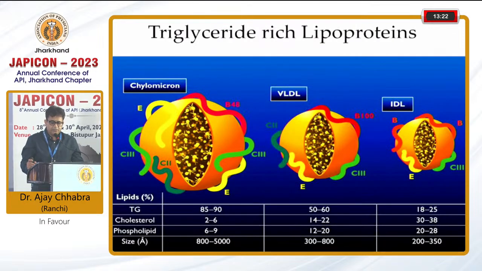Now, this is a typical picture of triglyceride-rich lipoprotein. On the left side of your screen are chylomicrons, which have 85 to 90% triglyceride. In the middle is VLDL, and on the side is IDL. The size of the chylomicron is very big. VLDL and IDL are of smaller size.